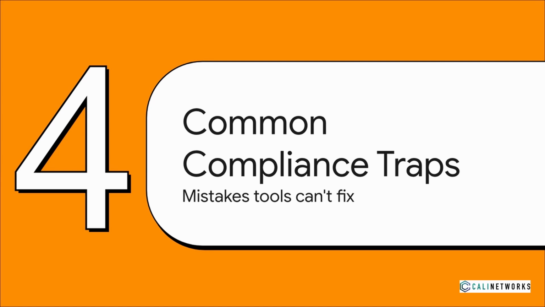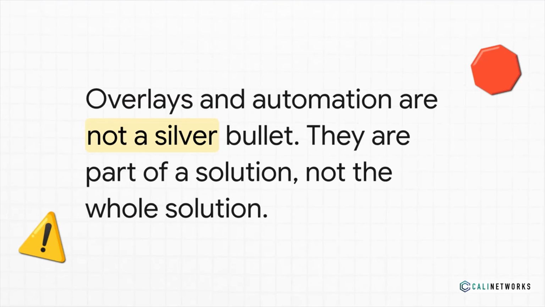Okay, before we wrap up, we have to talk about what can go wrong. Because listen, having the best tools in the world won't help you one bit if you fall into these common traps. Remember, technology helps, but it is not the entire solution. And here it is. Believing that automation alone or some overlay widget can solve everything is probably the single biggest mistake you can make. These are just parts of a solution. They are not the whole solution itself.